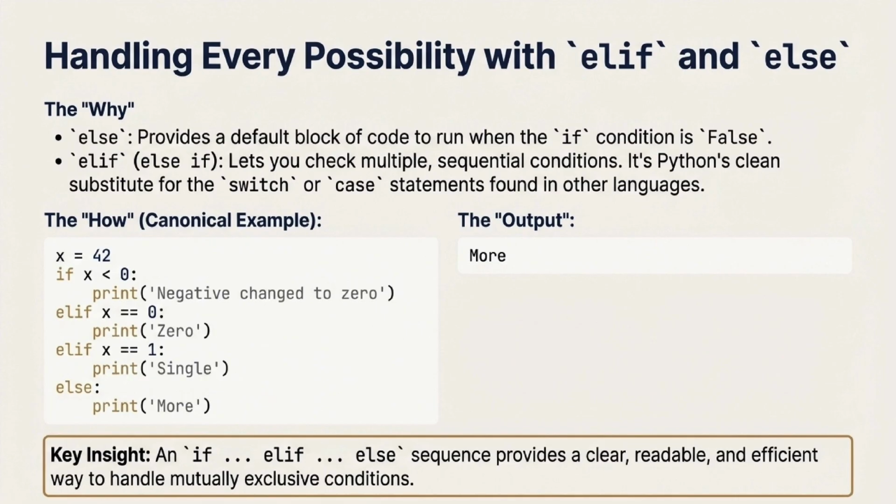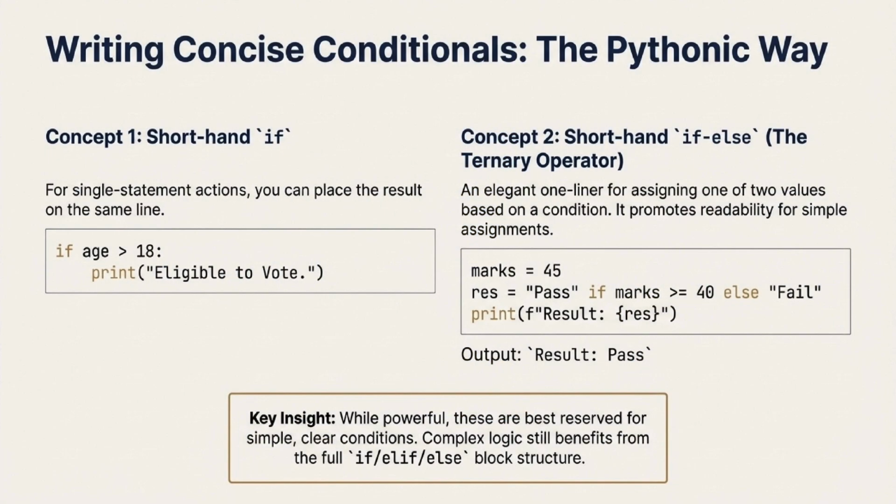These are situations where only one outcome can be true at a time. Python allows us to write clean and concise conditional statements, often referred to as the Pythonic way of writing code. Python emphasizes readability and simplicity, and for simple conditions, we don't always need long blocks of code. Let's start with concept 1, the shorthand if statement.